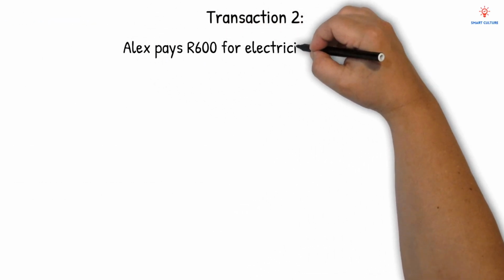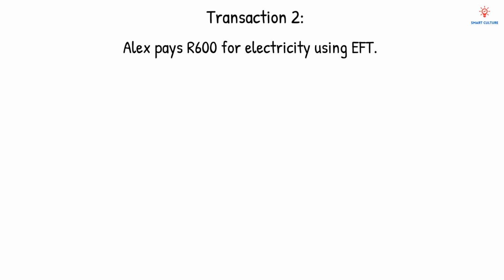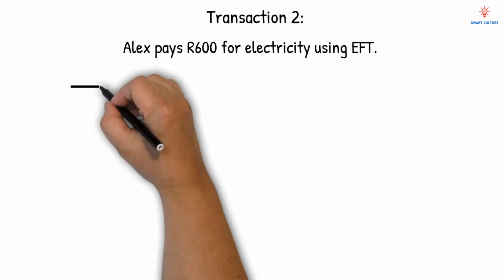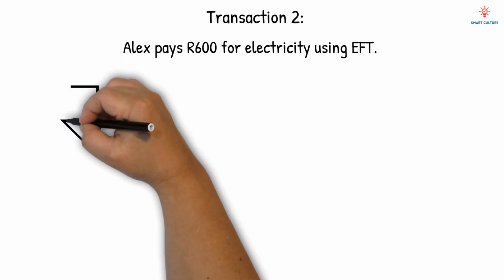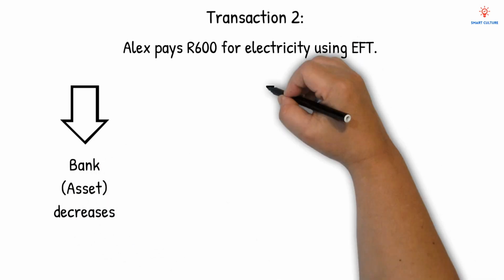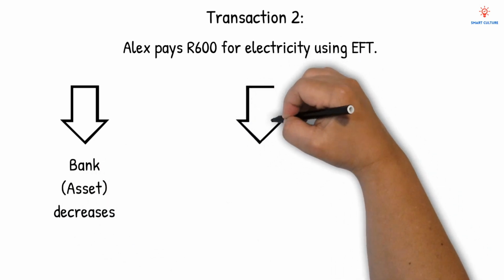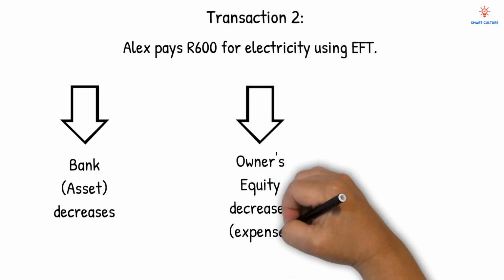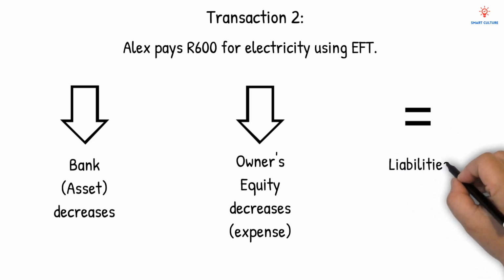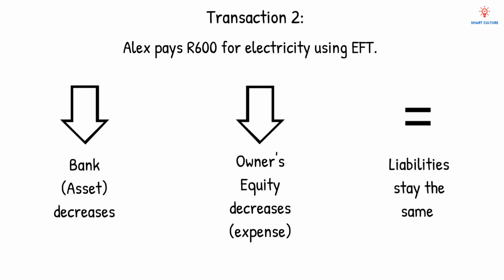Next, Alex pays 600 Rand for electricity. This is a monthly business expense. The payment comes from the bank, so his bank goes down. Because it's an expense, his owner's equity also goes down. Expenses reduce the business's value. But even though two parts changed, the accounting equation still balances.